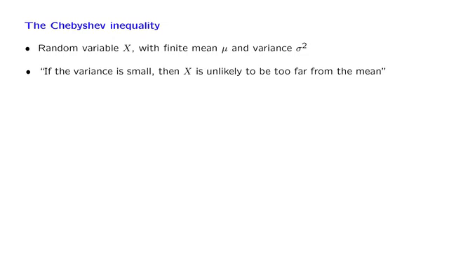Mathematically speaking, the Chebyshev inequality is just a simple application of the Markov inequality. However, it contains a somewhat different message. Consider a random variable that has a certain mean and variance. What the Chebyshev inequality says is that if the variance is small, then the random variable is unlikely to fall too far off from the mean. If the variance is small, we have little randomness, and so x cannot be too far from the mean.